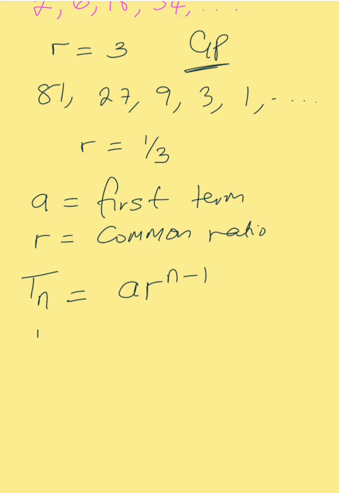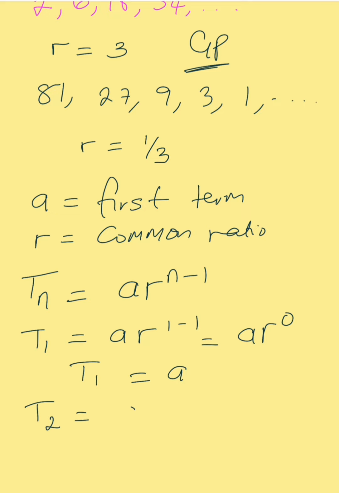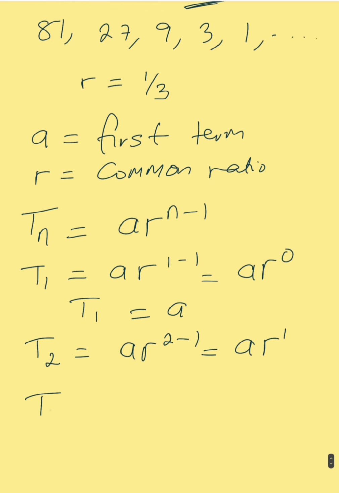Supposing you are talking about the first term T1, n becomes 1. You have 1 minus 1, which will give you ar to the power of 0. And anything to the power of 0 is 1. So a times 1 will still give us a, to show you that the first term is always a. If you talk about the second term, n becomes 2. It becomes 2 minus 1, which is ar to the power of 1, or just ar. If you talk about the third term, it will be ar to the power of 3 minus 1, which is ar squared, and so on and so forth. This is what you do to get other terms.